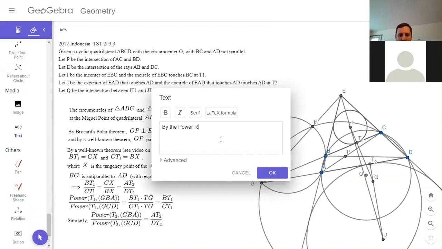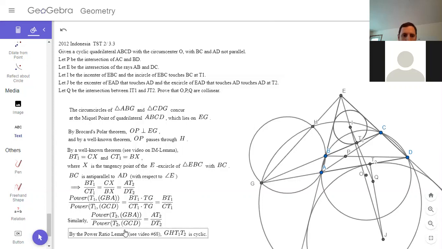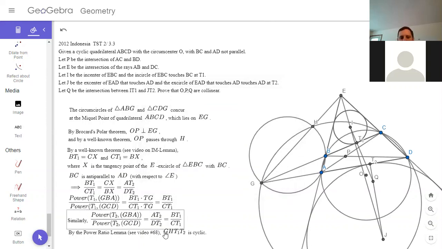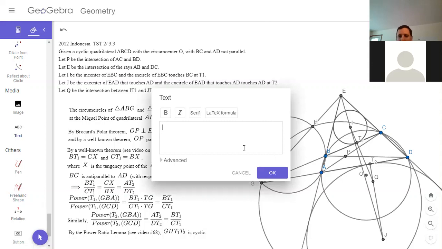By the power ratio lemma, that means GH T1 T2 is cyclic. That's equal to BT1 over CT1. Since the ratios of the powers are equal, GH T1 T2 is cyclic. And also, we have angle GT1Q equals angle GT2Q equals 90. So that means GH T1 T2 Q is cyclic.